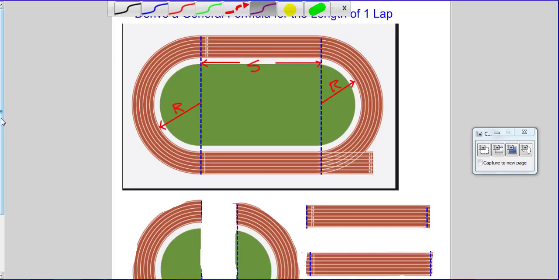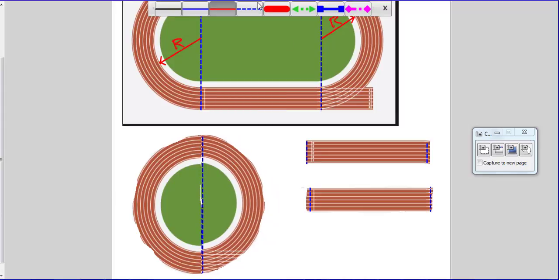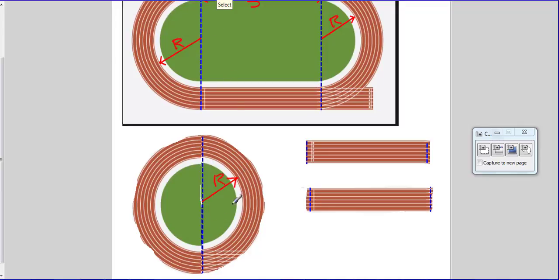So coming down here then, you put the semicircles together to get a circle. It has radius r. Again, we're talking about the inside lane here. And then these straightaways are s. So the length of one lap, the formula, using r and s as our variables, is going to be the circumference of the circle, which is 2 pi r, plus 2s.